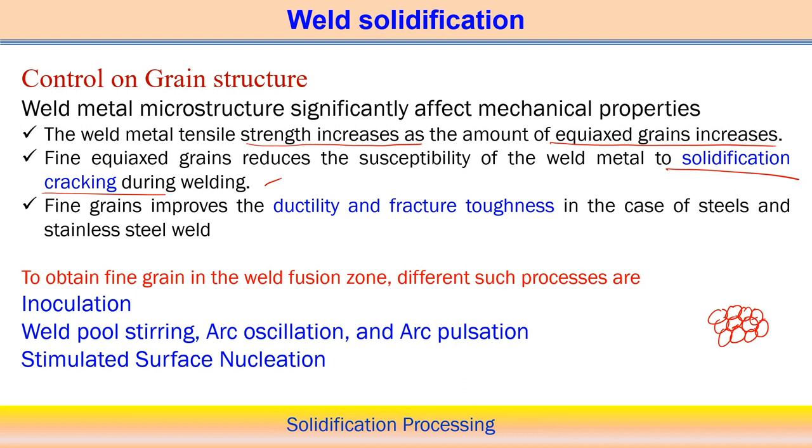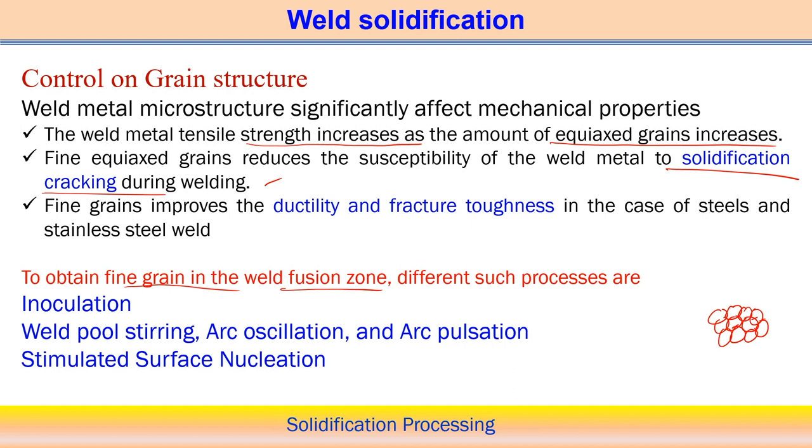And we observe under what conditions we can expect this kind of structure. Therefore, to obtain the fine grain in the fusion zone, we promote the fine grain in the weld zone. So what are the different processes? There are different ways to incorporate the fine grain structure in a welding process. One is the inoculating agent we add, which influences the heterogeneous nucleation process, so the rate of nucleation can improve.